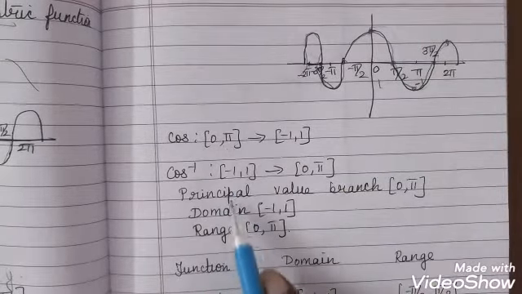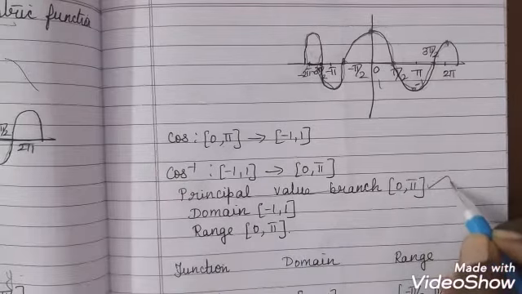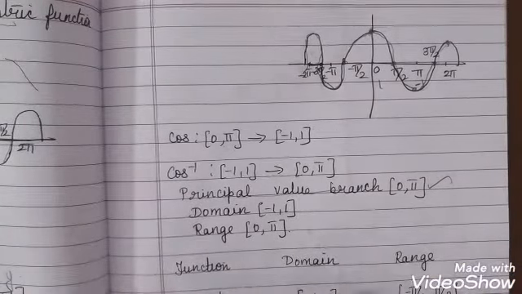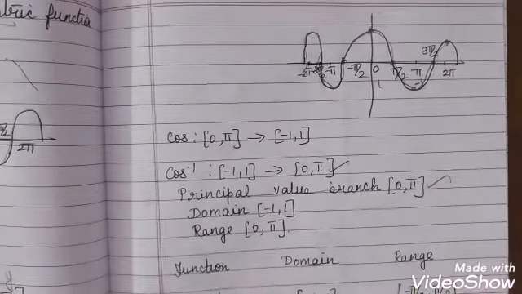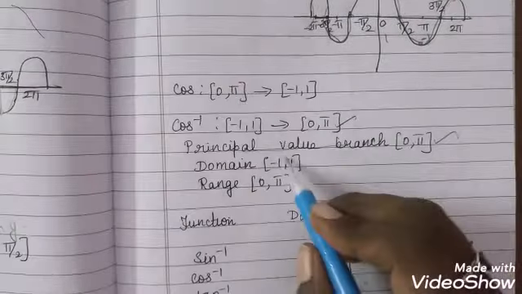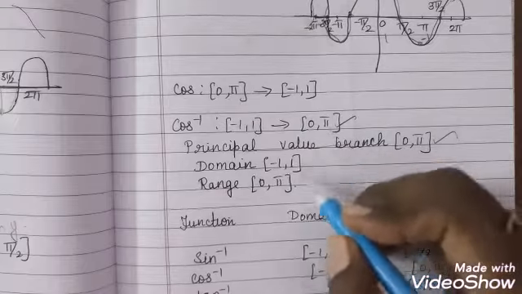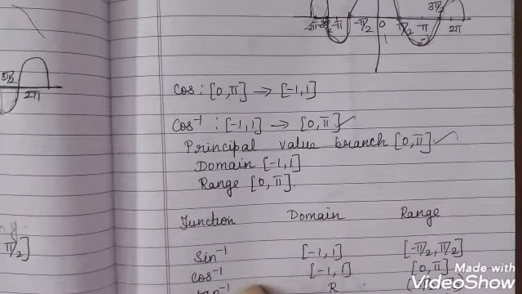The inverse you have here. So what is the principal value branch you get here? That's nothing but 0 comma pi. So what is the domain you have here? Minus 1 comma 1, and your range is nothing but 0 comma pi. So domain is minus 1 comma 1 and range is 0 comma pi. This is what you get here.